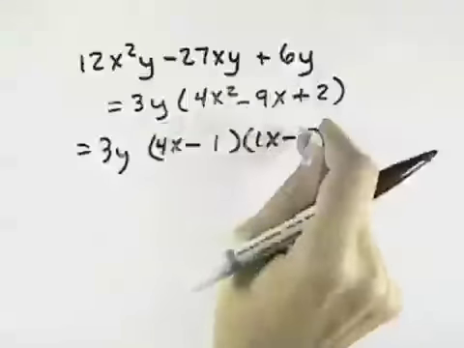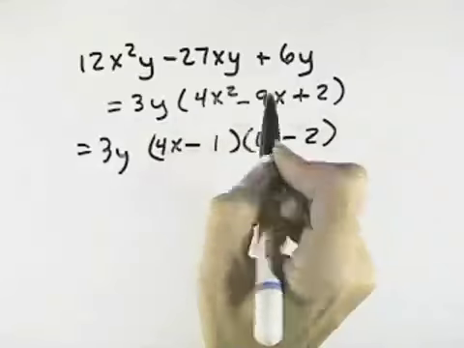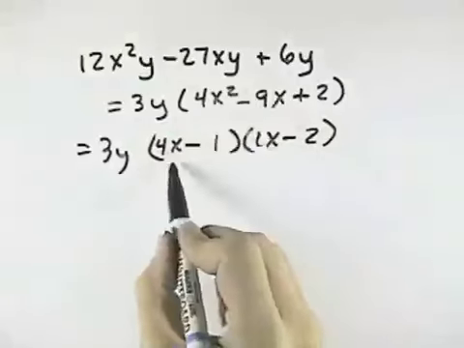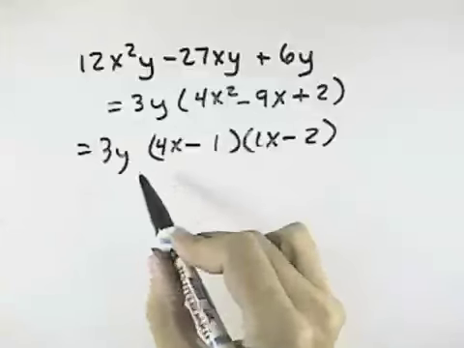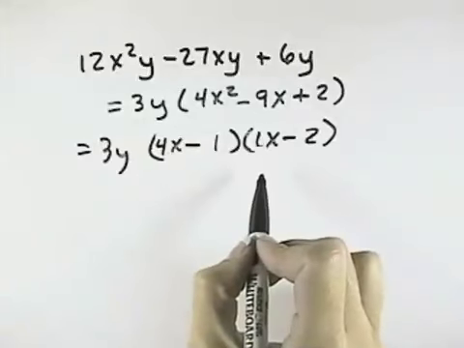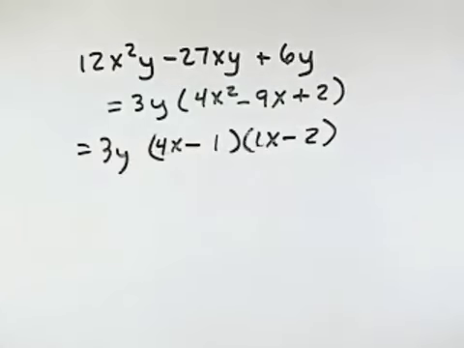But if we switch the 2 with the 1 in the last spaces, we get a negative 1x and a negative 8x, which is negative 9x. So that means that 3y times 4x minus 1 times x minus 2 are the correct factors. They can't be broken down any further, and so therefore that would be our completely factored form.